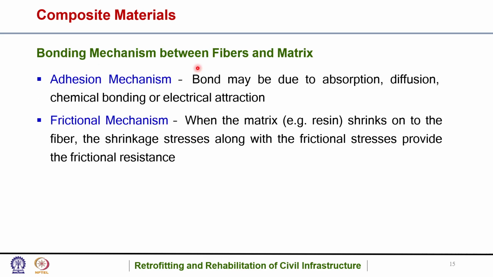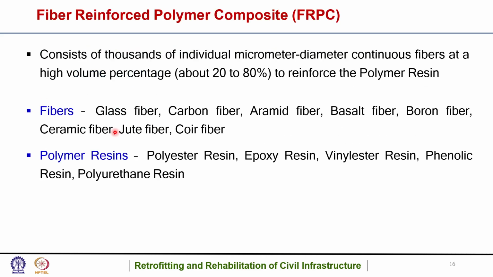So, bond mechanism between fibers and matrix. There are two types of bond mechanism involved. One is adhesion mechanism and the second is friction mechanism. Adhesion mechanism is basically a bond that may be due to absorption, diffusion, chemical bonding or electrical attraction. Whereas the frictional mechanism is when the matrix, that is the resin for example, shrinks onto the fiber. The shrinkage stresses along with the frictional stresses provide the frictional resistance. So through this mechanism, it provides bond through friction.